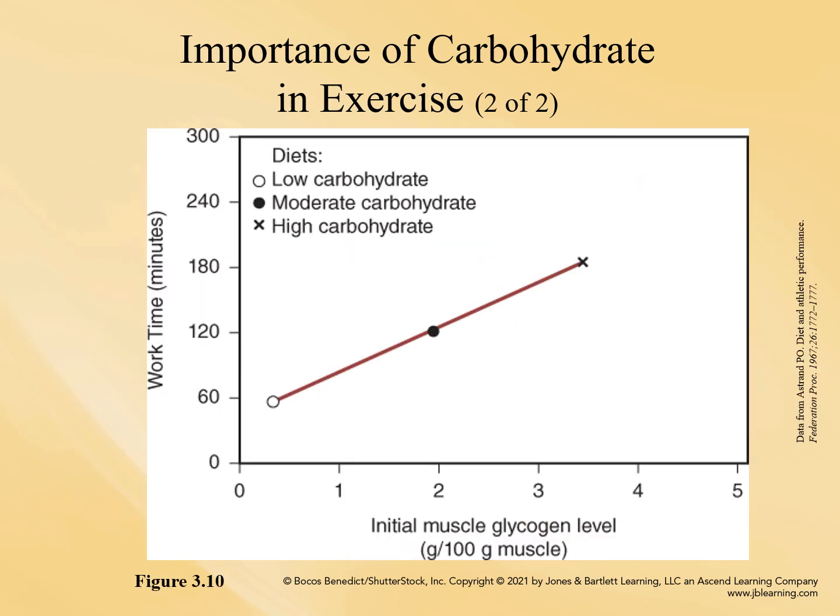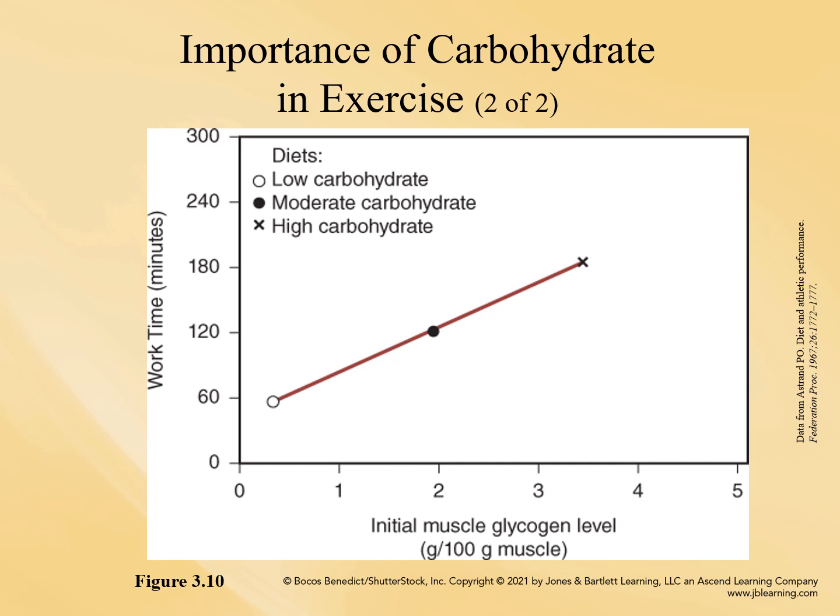When we compare the initial stored muscle glycogen, if a person is on a high carbohydrate diet, moderate carbohydrate diet, or a low carbohydrate diet, we'll see that the individual will have a lower total work time in minutes. So the open dot, the farthest to the left, would be a person on a low carbohydrate diet, which means they have less stored in their muscle before exercise, and their work time is approximately 60 minutes.